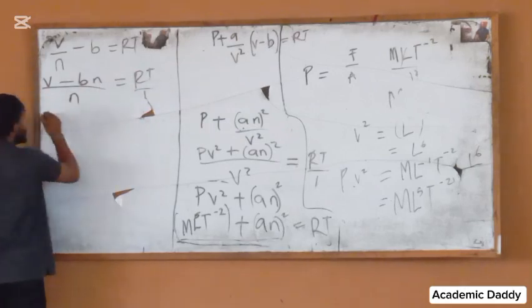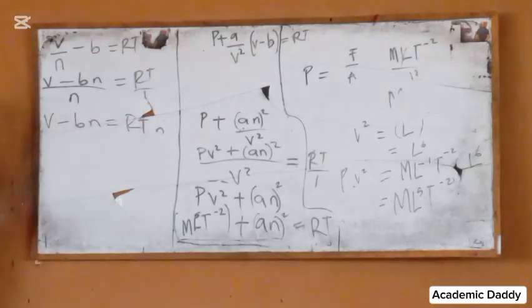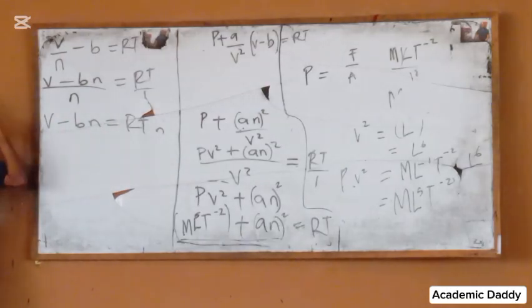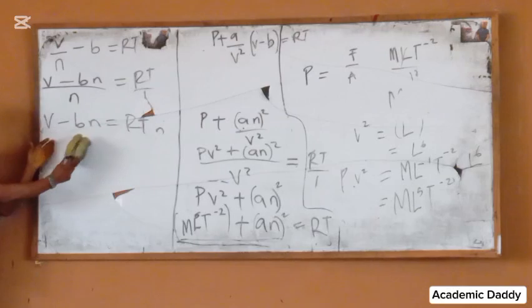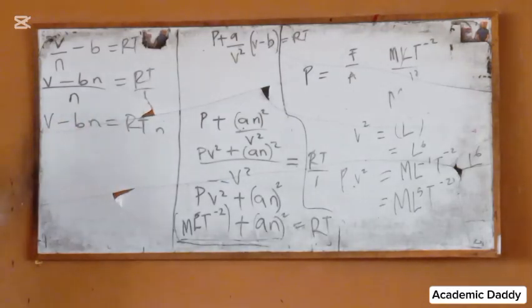Cross multiply, you see that this will simply be V minus bn equals RTn. Remember I said that whenever we have this addition or subtraction sign, we don't have business with trying to make the left hand side and the right hand side to be equal. Our business is simply proving that whatever you are adding and whatever you are subtracting is the same. Once you have a dimensional quantity adding or subtracting, what you are proving there is that those things that are adding up are the same, and those things that are subtracting, that they are the same.